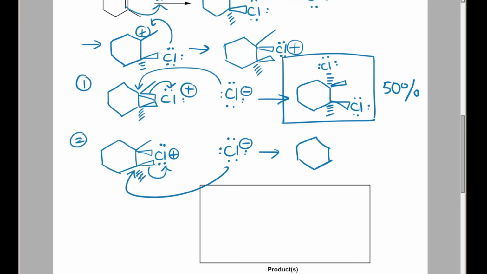And as a result, because this negative chlorine ion is attacking this bottom carbon, it's going to push this wedged bond out, and then it's going to, as a result, also push this dashed bond out and turn this dashed methyl group into a wedged methyl group. And this is why we'll have two different products. And so it's going to end up looking like this.